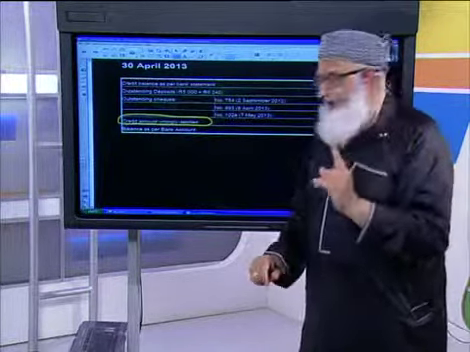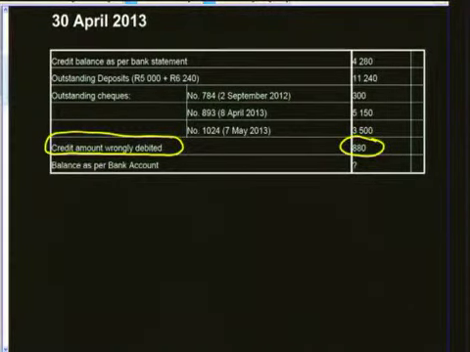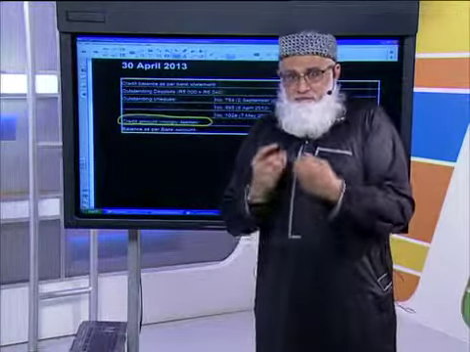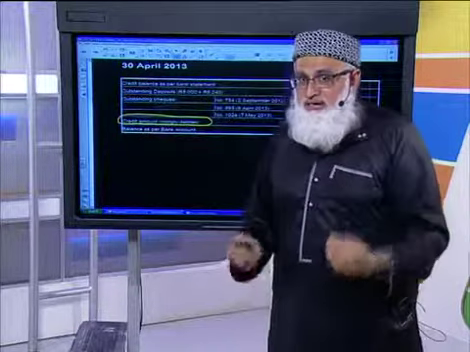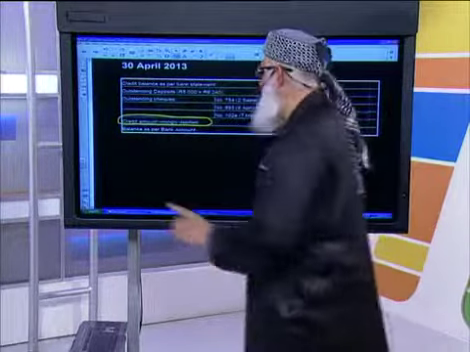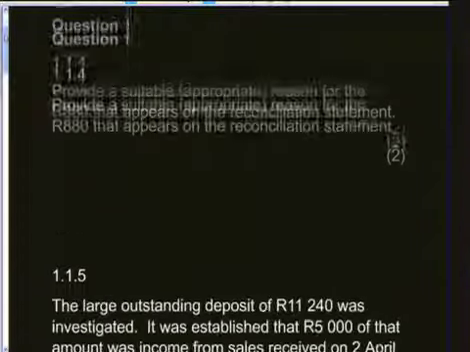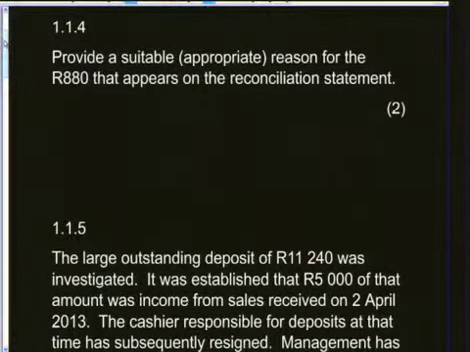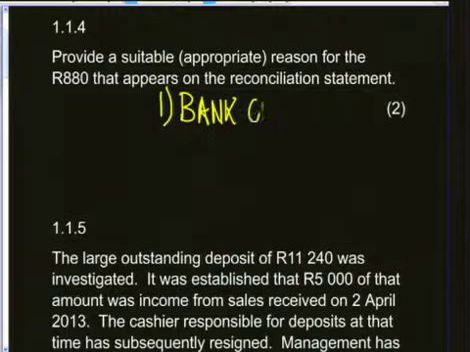Now, what type of error? If the detail tells us credit amount wrongly debited, in other words, the bank debited our account erroneously by error, and that is why they're now crediting it. So what type of error could possibly have been made on our bank account? Let's look at the possibilities. One, provide a suitable reason for the 880. One, they may have duplicated the bank charges. So the bank charges figure in error could have been duplicated.